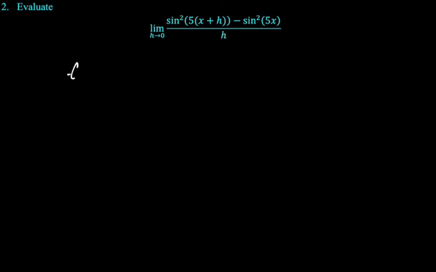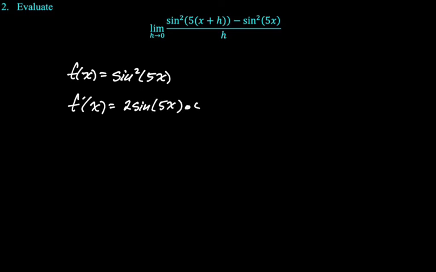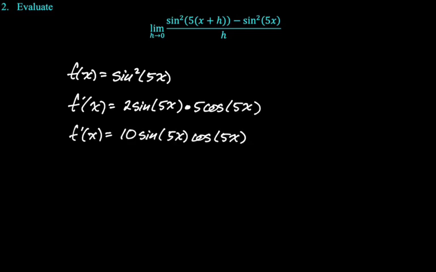F of x is going to be sine squared of 5x. So we just need to find the derivative of sine squared of 5x. This is pretty straightforward. This is a chain rule problem, so it's going to be 2 times sine of 5x times the derivative of sine of 5x, which is going to be cosine of 5x times 5. And so our answer here for f prime is 10 sine 5x cosine 5x. So I think we should probably put that up there. That's what the limit is equal to.